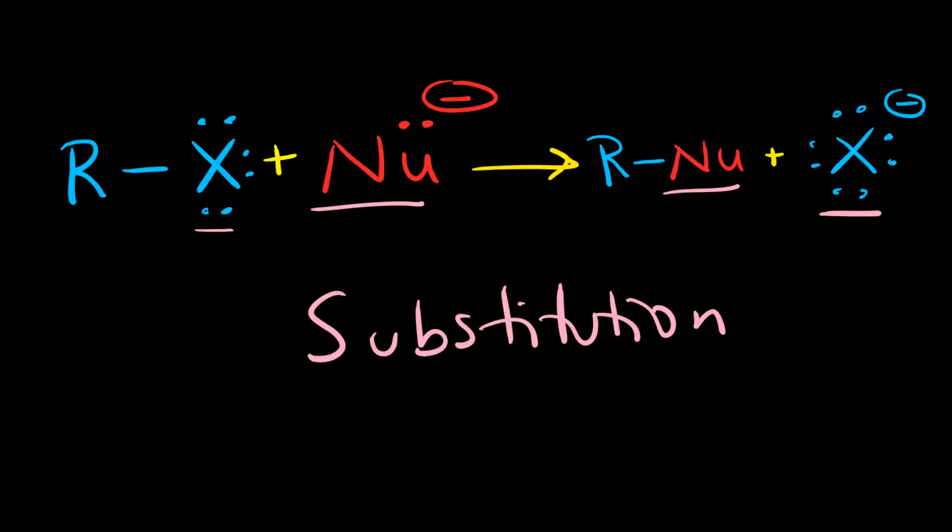And so overall, we would say that this is a substitution reaction where the bond that was between the carbon and the halogen has been replaced now between a carbon and a nucleophile. A new bond has been formed.